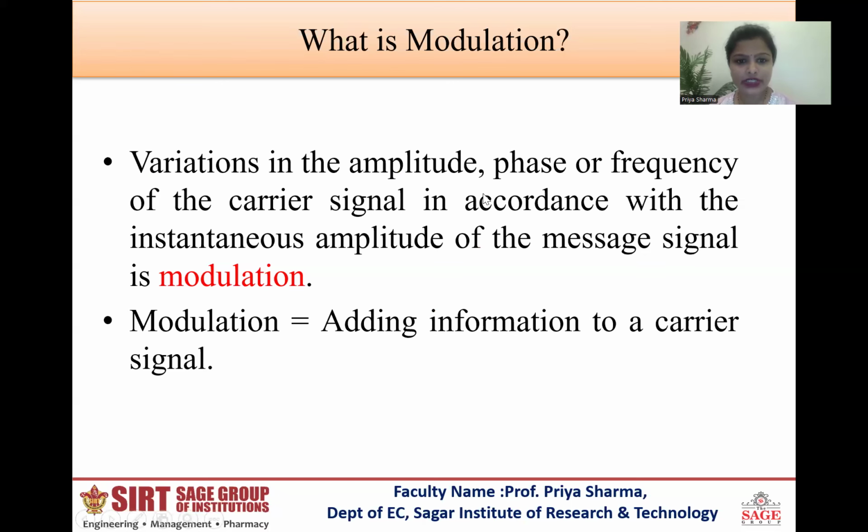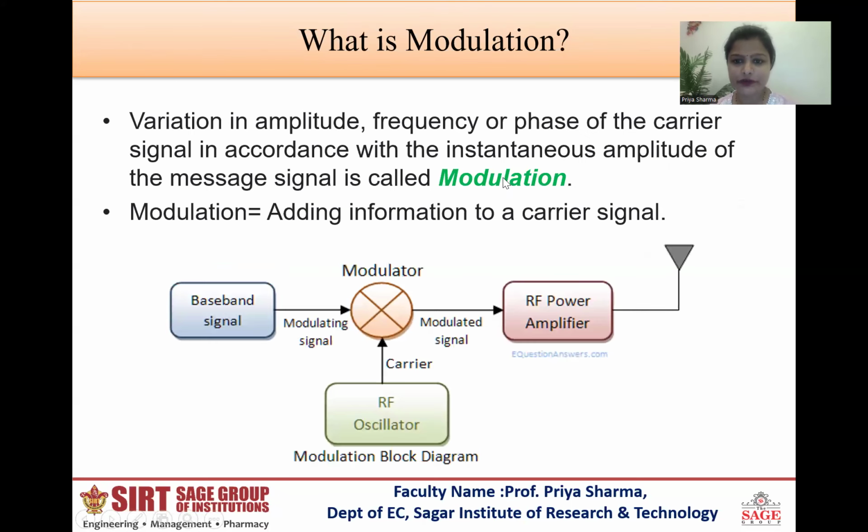So what is modulation? It is the variation in the amplitude, frequency, or phase of the carrier signal in accordance with the instantaneous amplitude of the message signal. That means we will be varying either the amplitude, frequency, or phase of the carrier signal. What is the carrier signal? The carrier signal is a high frequency sinusoidal signal which is added to the message signal. That is known as modulation. So modulation is adding information to a carrier signal, and the information is carried in the message signal.